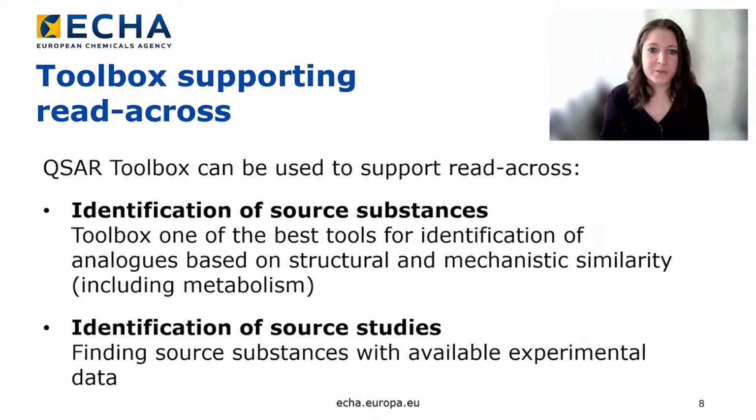Looking now at how the toolbox can support read-across approaches. First of all, the toolbox is one of the best tools for identification of analogs. It's based on structural and mechanistic similarity and also includes considerations on metabolism. The toolbox is also very helpful for finding source substances which have available experimental data that then can be read across. And the data in the toolbox database include metadata linking to the original sources when available, so it's possible to look up more details of the studies.